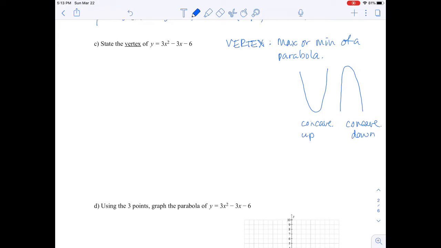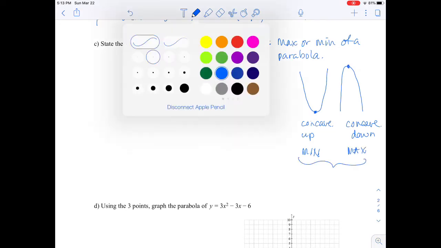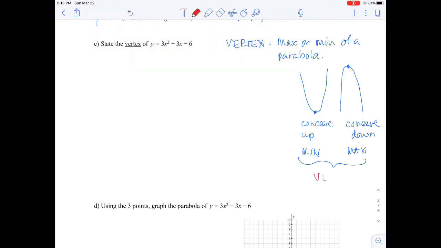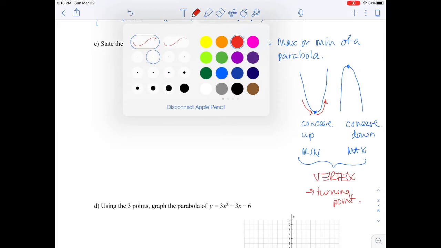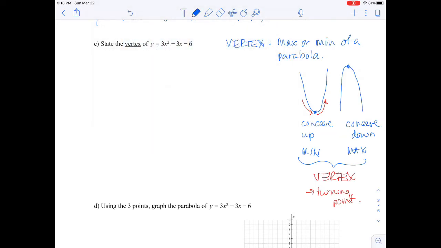And we can see that with a concave up function, this thing will have a minimum, and with a concave down function, this thing will have a maximum. But actually, these are both considered a vertex. Another word for vertex actually is a turning point. Very literally, your graph goes from decreasing to increasing. It turns basically around.